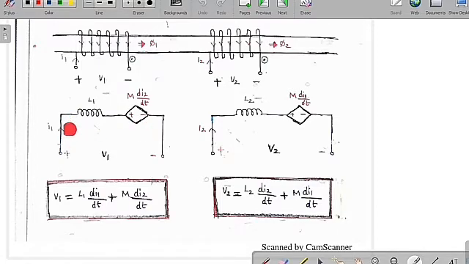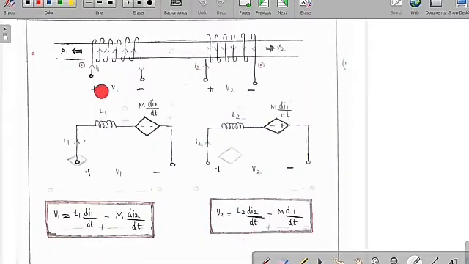So therefore we can say here this is L1, here this is plus M into di2 by dt. Similarly for this also, here this is I2 and here it will become L2 and here it will become plus or minus M into di1 by dt. So therefore V2 is equal to L2 into di2 by dt plus M into di1 by dt. So whenever the currents are entering the dot, or whenever the currents are leaving the dot simultaneously, then we can say the overall flux is additive in polarity.